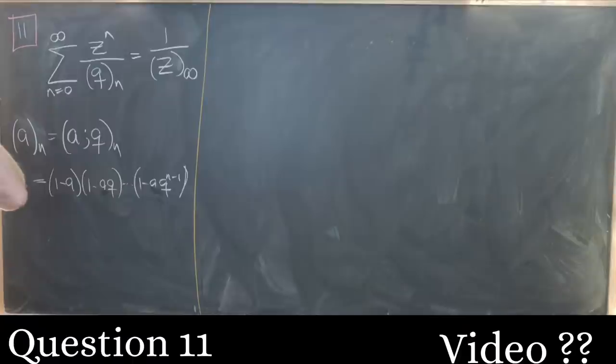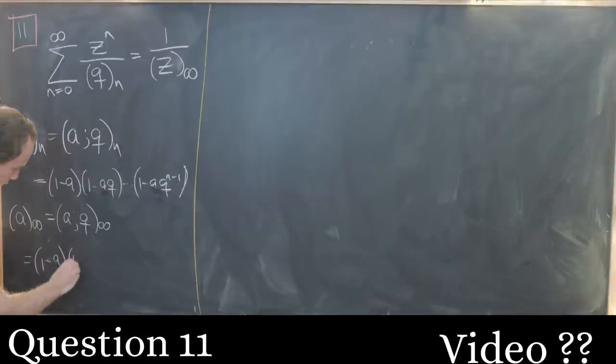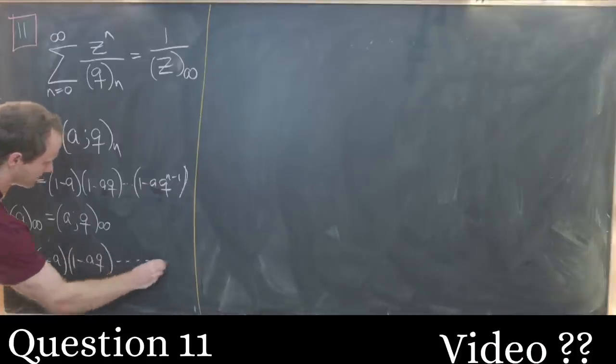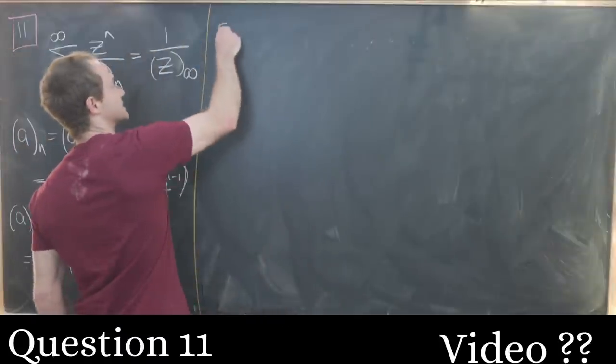You can think about this as following the pattern of a geometric series or something. Then the infinity version is essentially just the limit of this as n goes to infinity. So (a; q)_infinity is (1 - a)(1 - aq) and so on, forever.